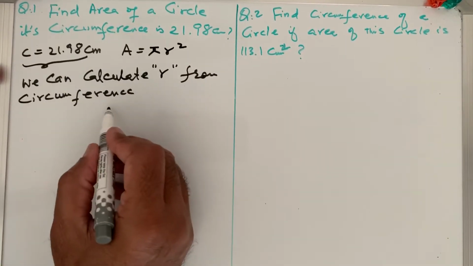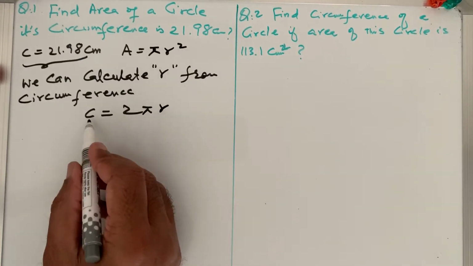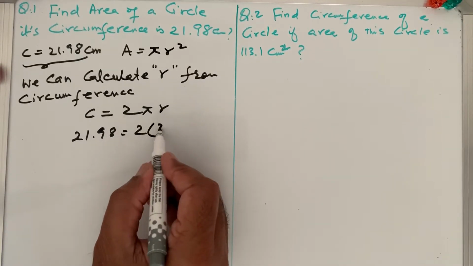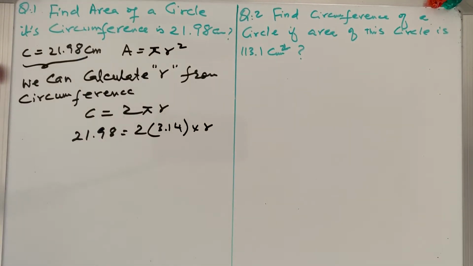So what is the formula for circumference? Circumference is equal to 2 pi r. So we have circumference 21.98 is equal to 2 times pi 3.14 times r, and r we need to calculate, right? So we read the question: find the area of a circle, its circumference is 21.98. Circumference is given and area is required. So area is pi r square, but we don't know r. From where can we get r? From circumference, which is given. So we can calculate the radius from circumference.